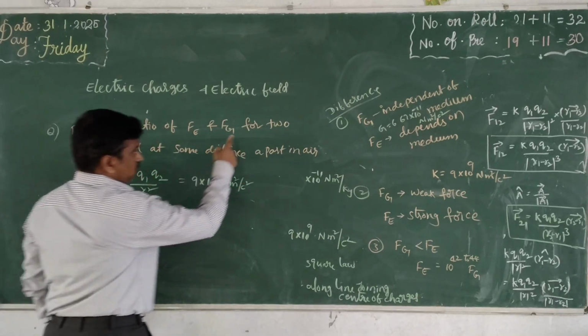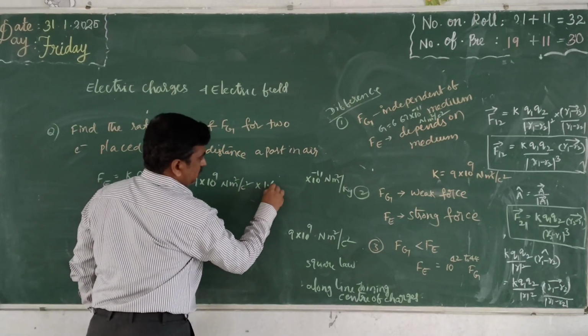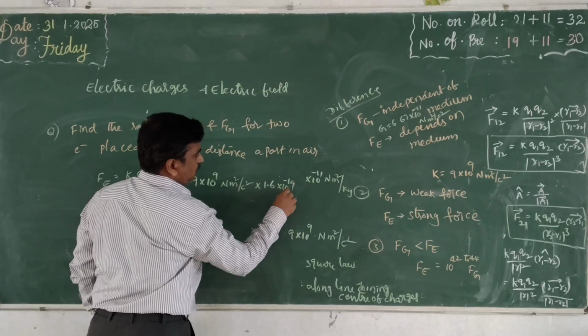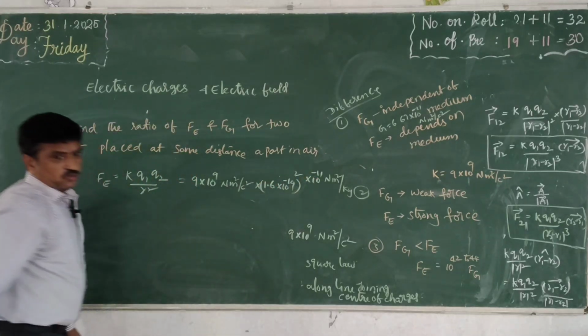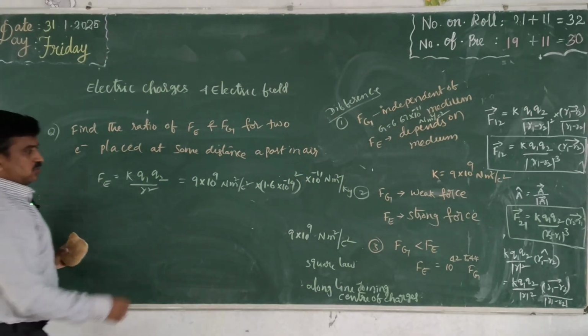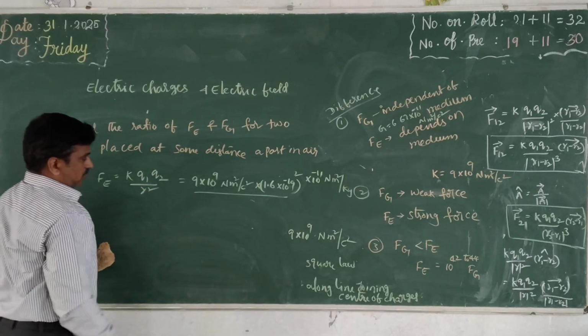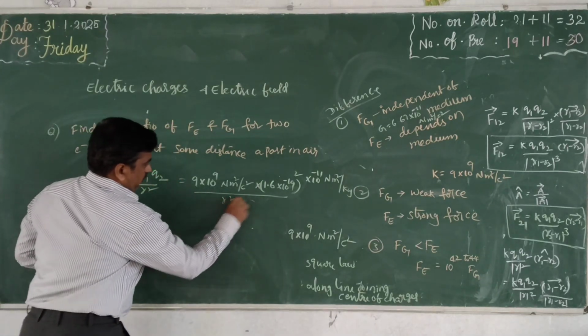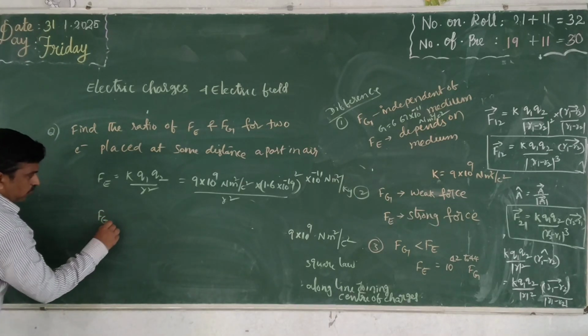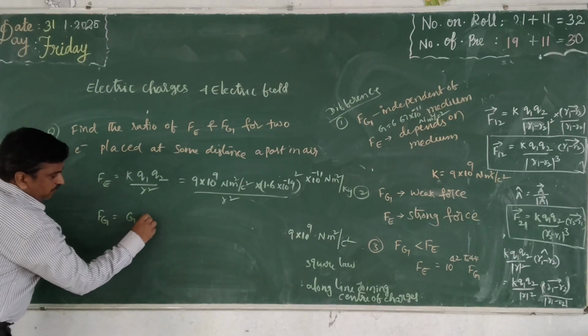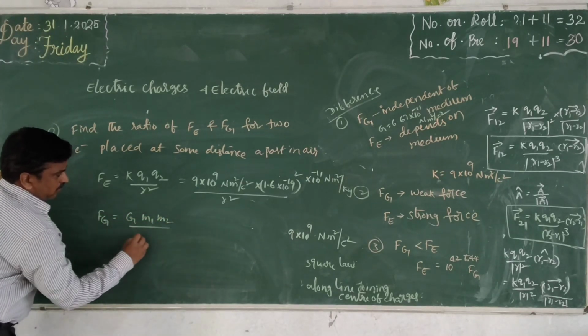The q value is the charge of an electron, which means 1.6 into 10 power minus 19 coulombs whole square, since the two charges are q into q, q square. So that's 1.6 into 10 power minus 19 whole square, by r square. Gravitational force is G m1 m2 by r square.